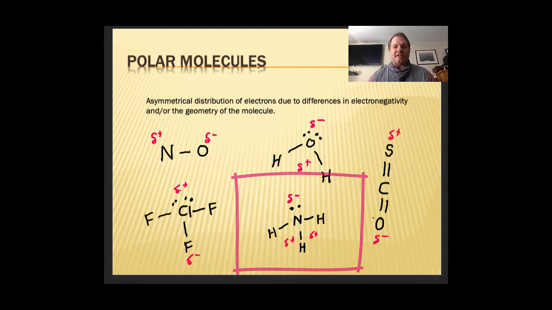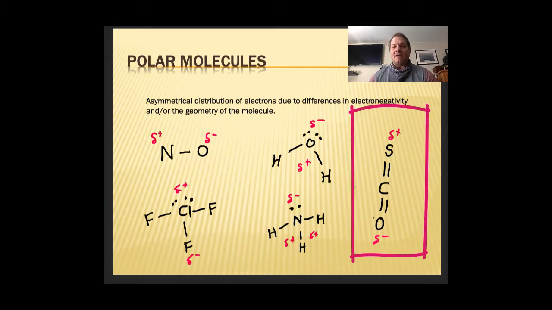Ammonia, NH3, is a trigonal pyramidal molecule. The nitrogen has the higher electronegativity, so the electrons are brought towards that nitrogen, giving the partial negative charge here. Now they're removed from the base of that pyramid, so at the bottom of that pyramid we have this partial positive charge. Again, a polar molecule.